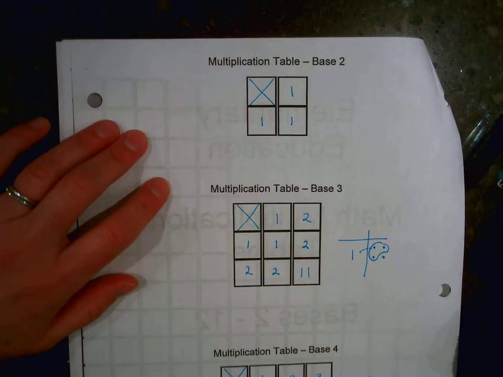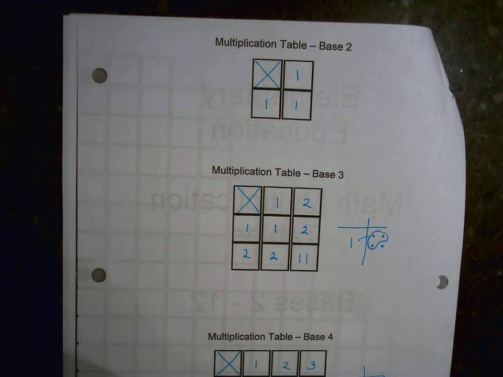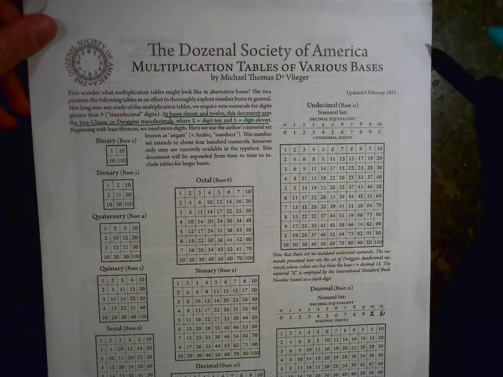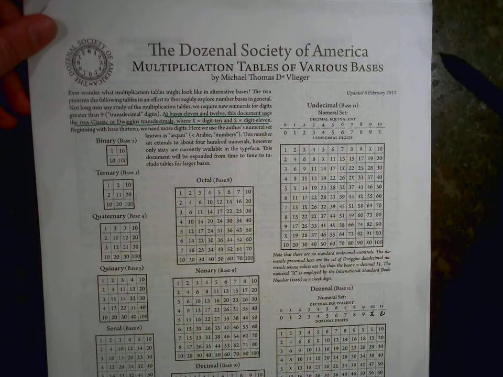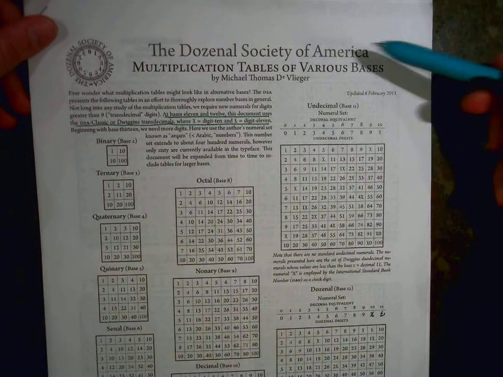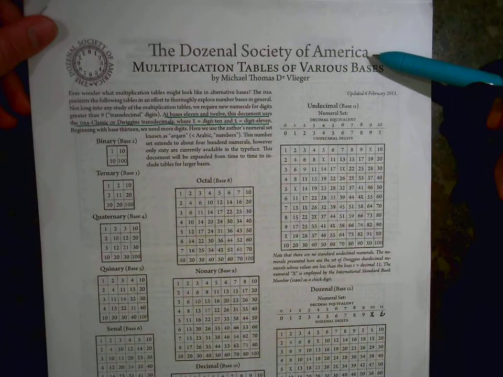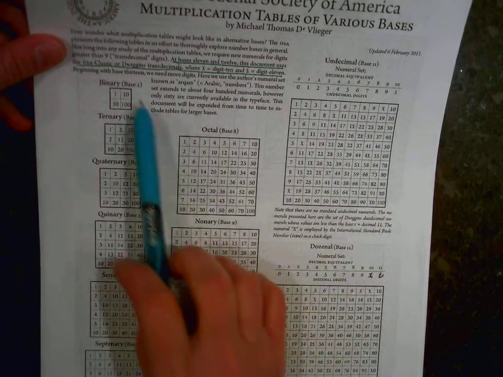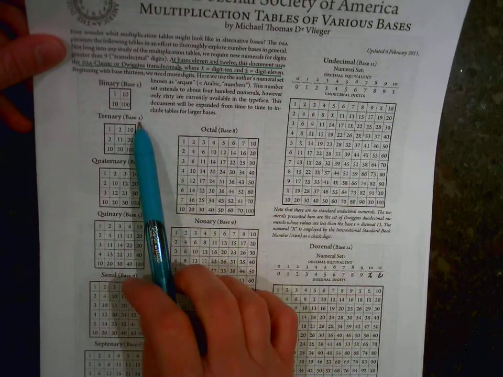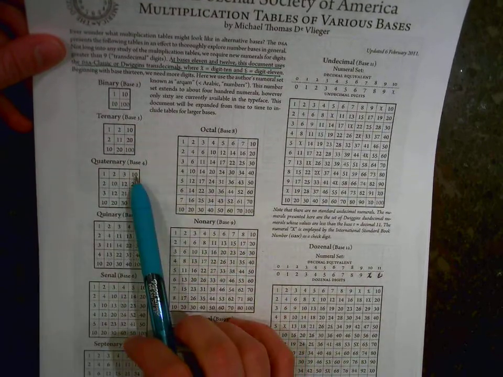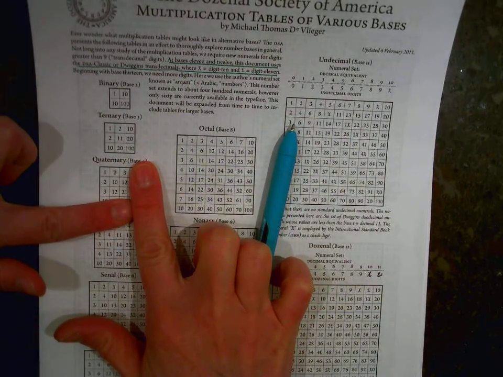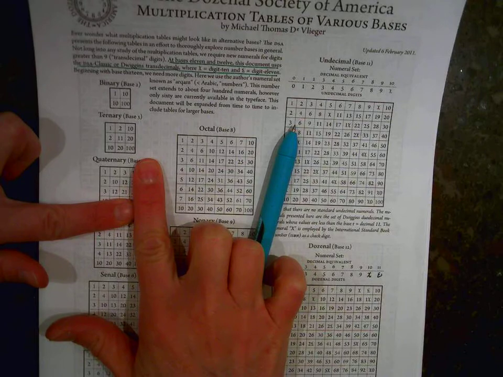Are we good? So I'll show you this. I think these guys have got a lot of time on their hands, but I do want to be a member. It's called the Dozenal Society of America's Multiplication Tables of Various Bases. Who wouldn't want to be a member of this? Honestly, who wouldn't? So you can see that they have all these base systems: the binary, base 2, base 3, base 4, right there. Now they went up to 10, but if you cover that up, there's our little base system. There's our multiplication table that we made.